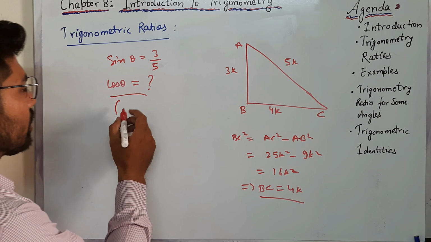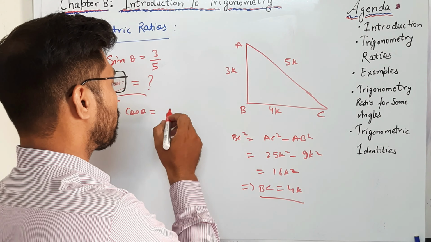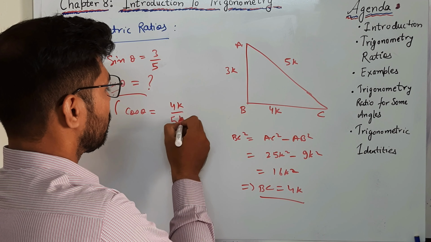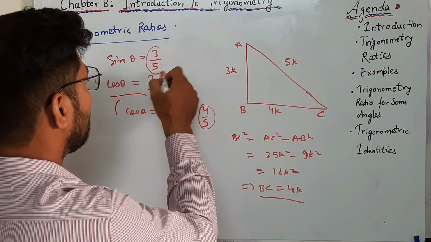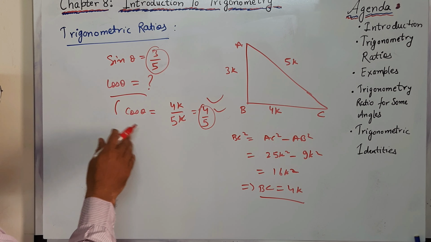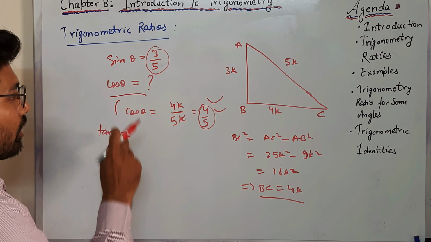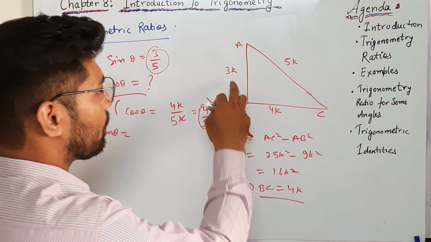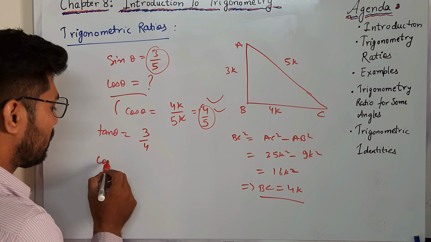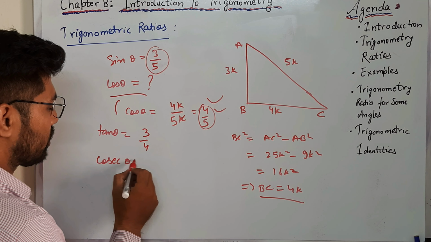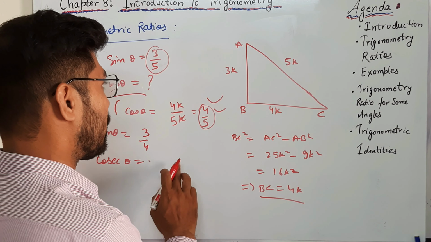Now what is cos theta? Cos theta is equal to base upon hypotenuse. Base is 4k and hypotenuse is 5k, so the k will be cancelled out and you will get 4/5. Sin theta we know, we calculated cos theta, and similarly we can find the other trigonometric ratios. So tan theta will be sin theta upon cos theta, or perpendicular upon base, which is 3/4. What is cosec theta? This is the opposite of sin theta, or you can say hypotenuse upon perpendicular.